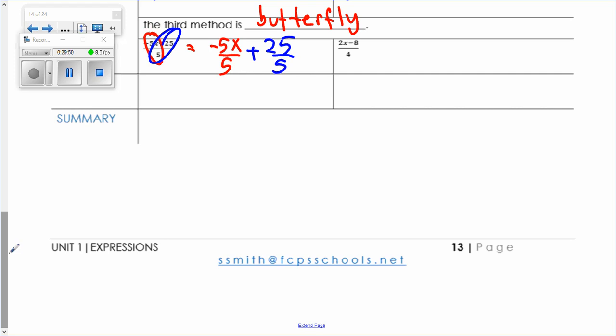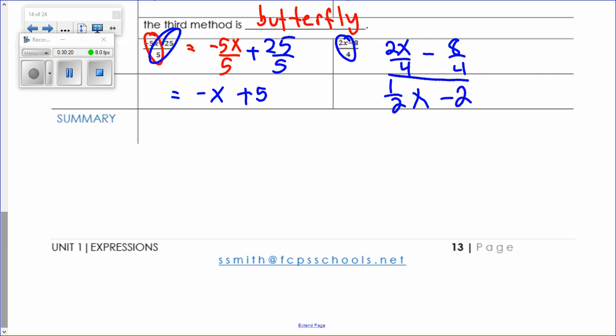Essentially what I said, divide each term in the numerator by the term in the denominator. And you get negative x plus 5 as an answer. So much easier. And then for the second one, 2x minus 8 over 4 becomes 2x divided by 4 minus 8 divided by 4. You get 1 half x minus 2. Final answer. Okay? So there are three methods.